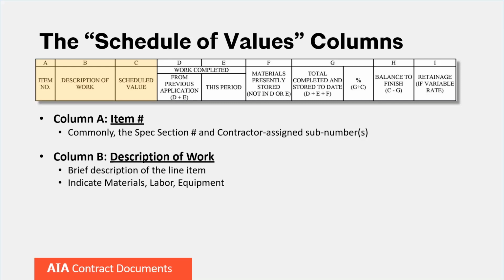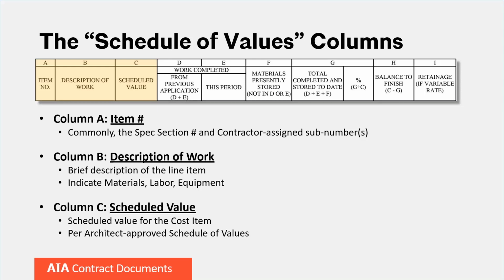Column B, description of work, typically includes an abbreviated description of the cost item or specification section, such as openings, solid core wood doors, along with a brief description of the sub-portion of work included in the cost item. This might be a sub-portion of the work under the spec section, or it may designate that the cost item is for either labor, materials, or equipment.